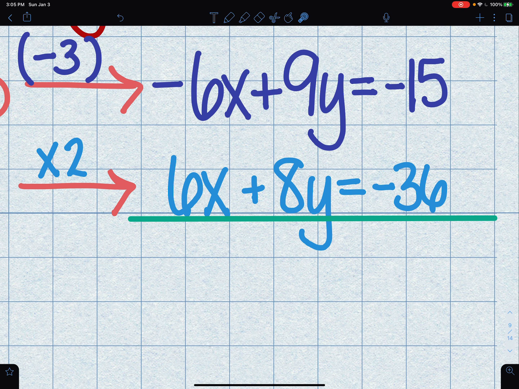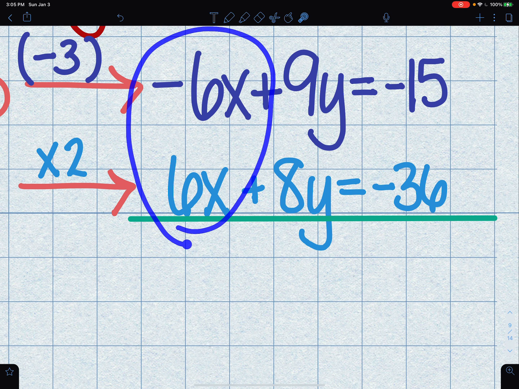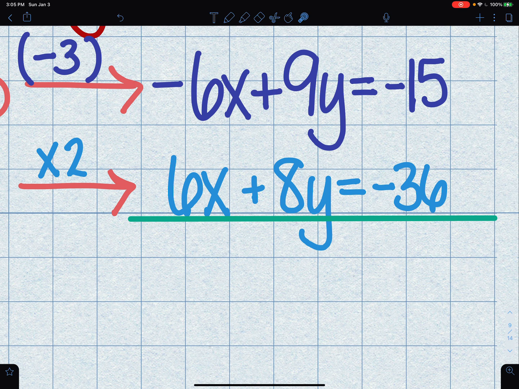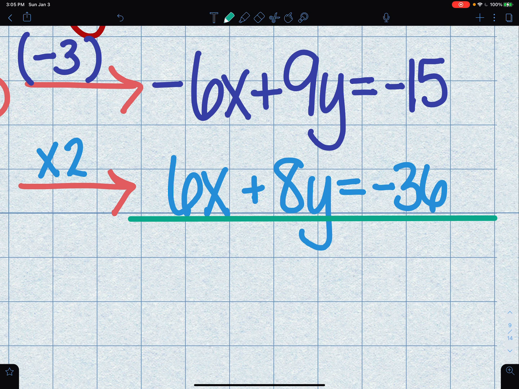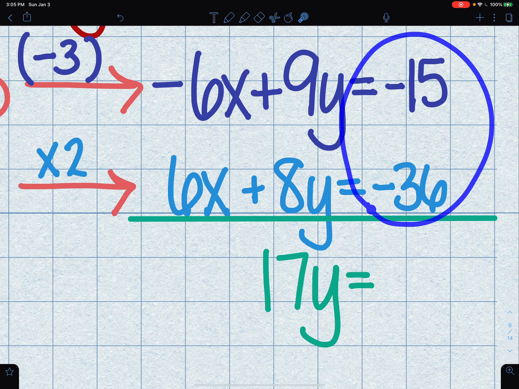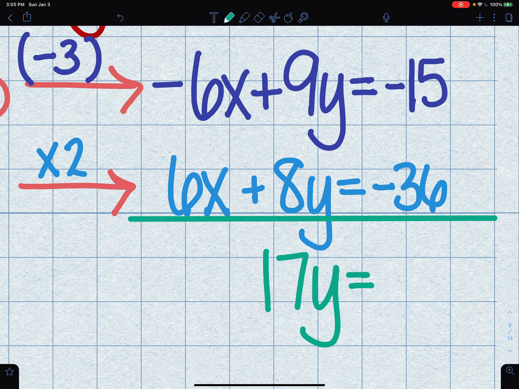All right, so elimination method, let's get rid of that 6x. So when we add 6x and -6x, we get nothing. So we don't even need to bring anything down here. Let's look at the next one. 9y plus 8y. What does that make? Makes 17y. Okay, now we're going to add -15 plus -36, and we get -51.